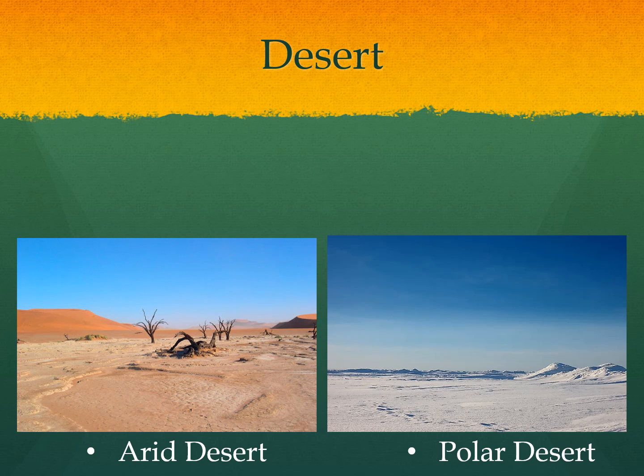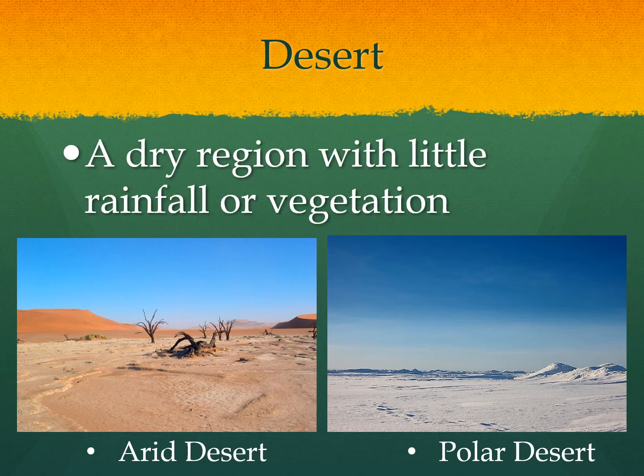Our final feature is a desert. This is our last subtitle and our last definition. A desert is a dry region with little rainfall or vegetation.